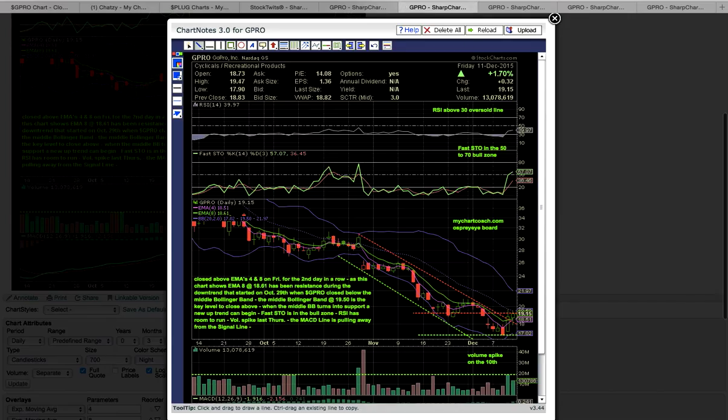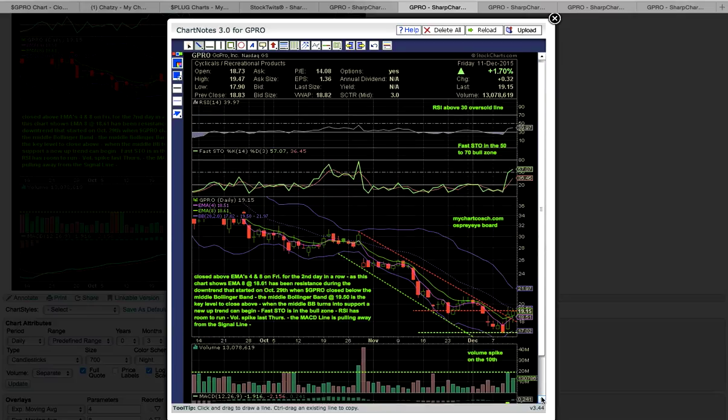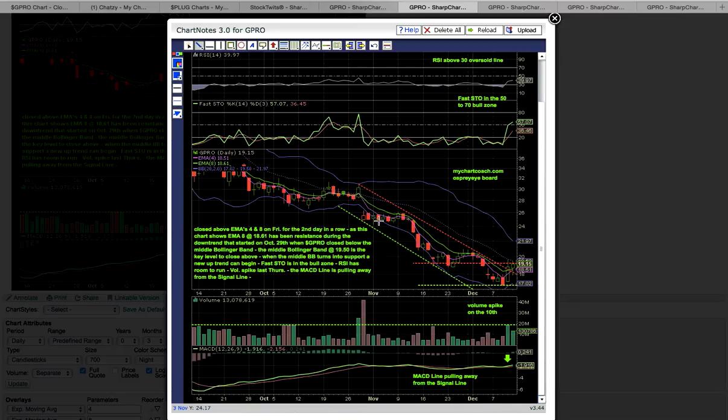This is a chart that was just posted, a daily chart showing the Bollinger Bands and EMAs 4 and 8, and what this is showing is the downtrend. You can see this candle right here was the start of the downtrend when GoPro closed below the middle Bollinger Band, and then on Thursday, on this candle right here, there was a close above EMAs 4 and 8, and then a second close above those levels on Friday.